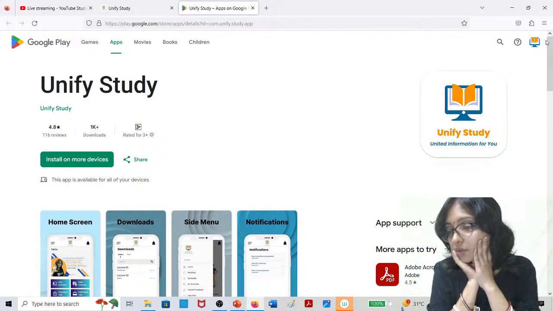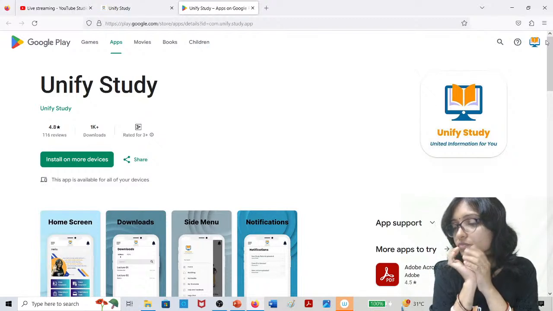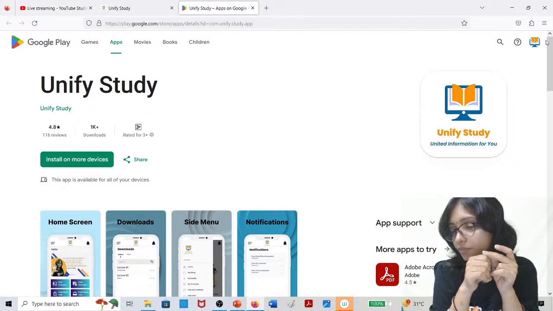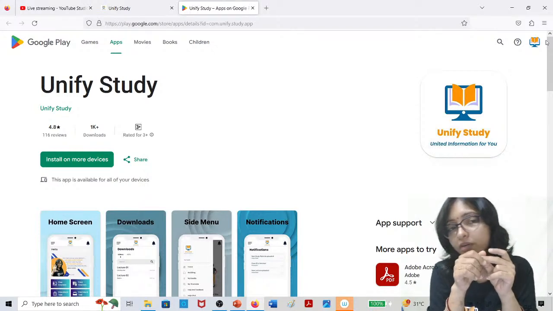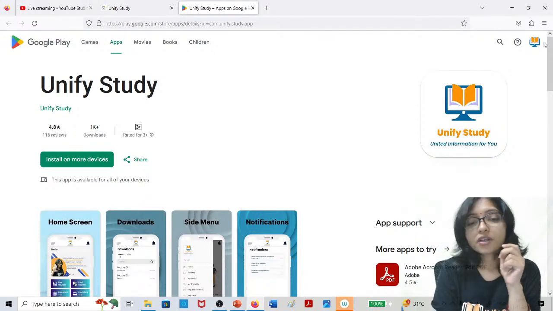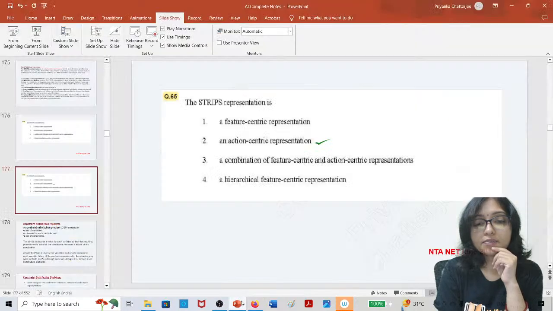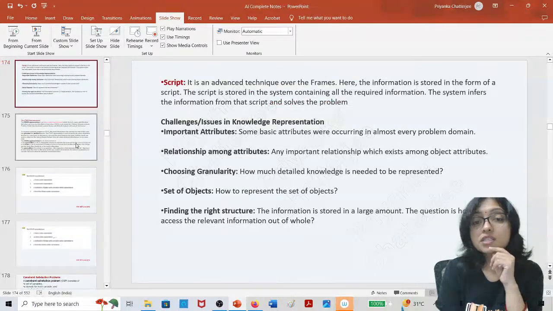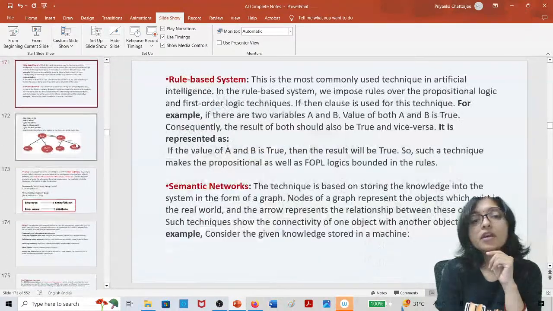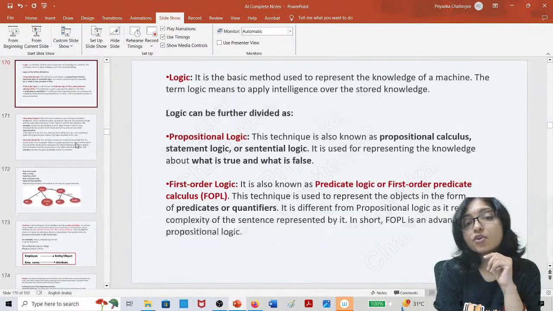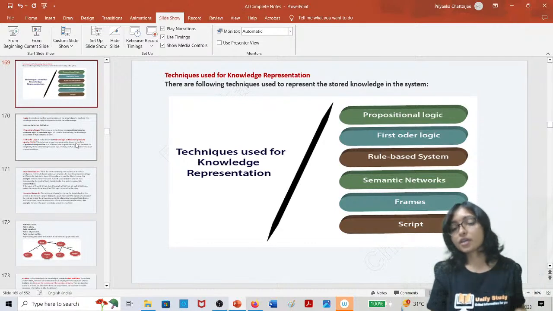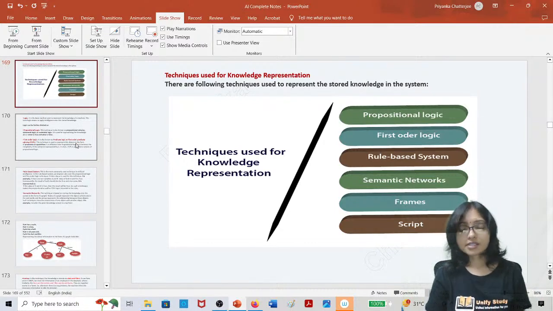Propositional logic, calculus, statement, if then, graph, frame, slot and filler, script, advanced technique over frame, then STRIPS. What was the STRIPS? So these are all the knowledge systems you learn here. These are the different types of knowledge systems: STRIPS, script, frame, semantic and rule based, propositional logic and predicate logic. These are all knowledge based systems. From here theories can come.